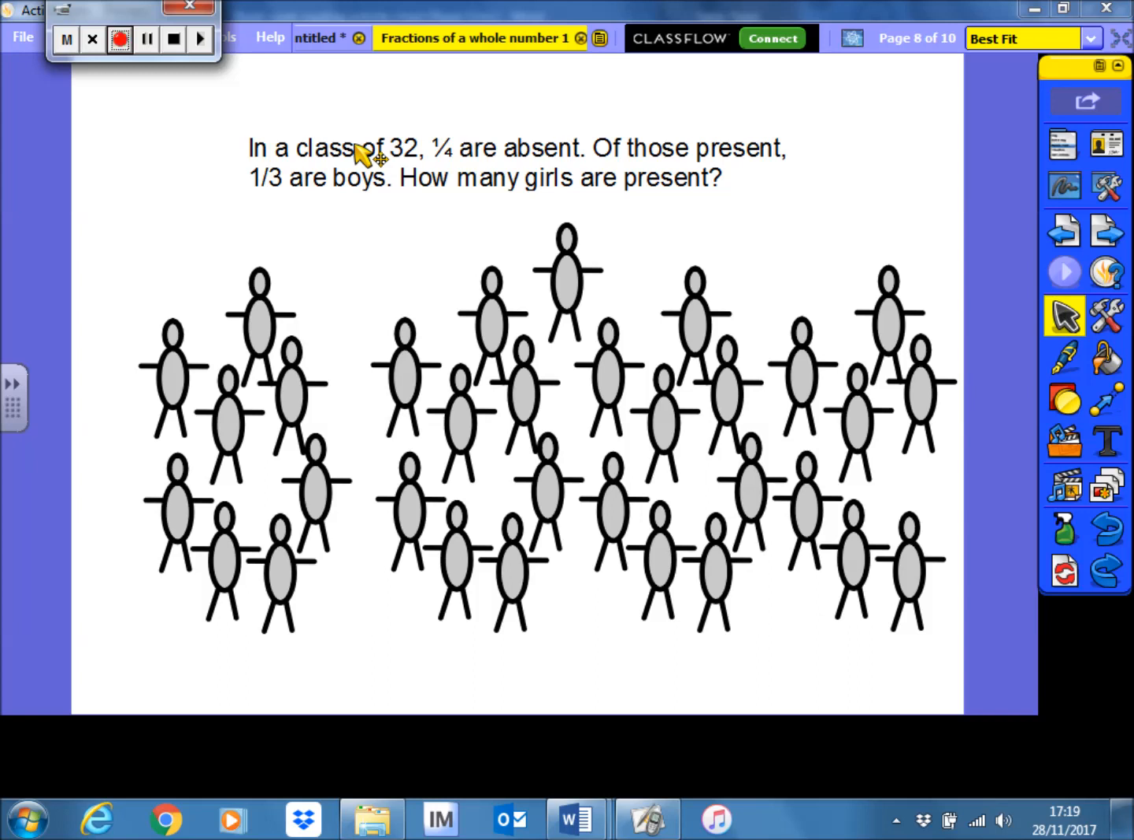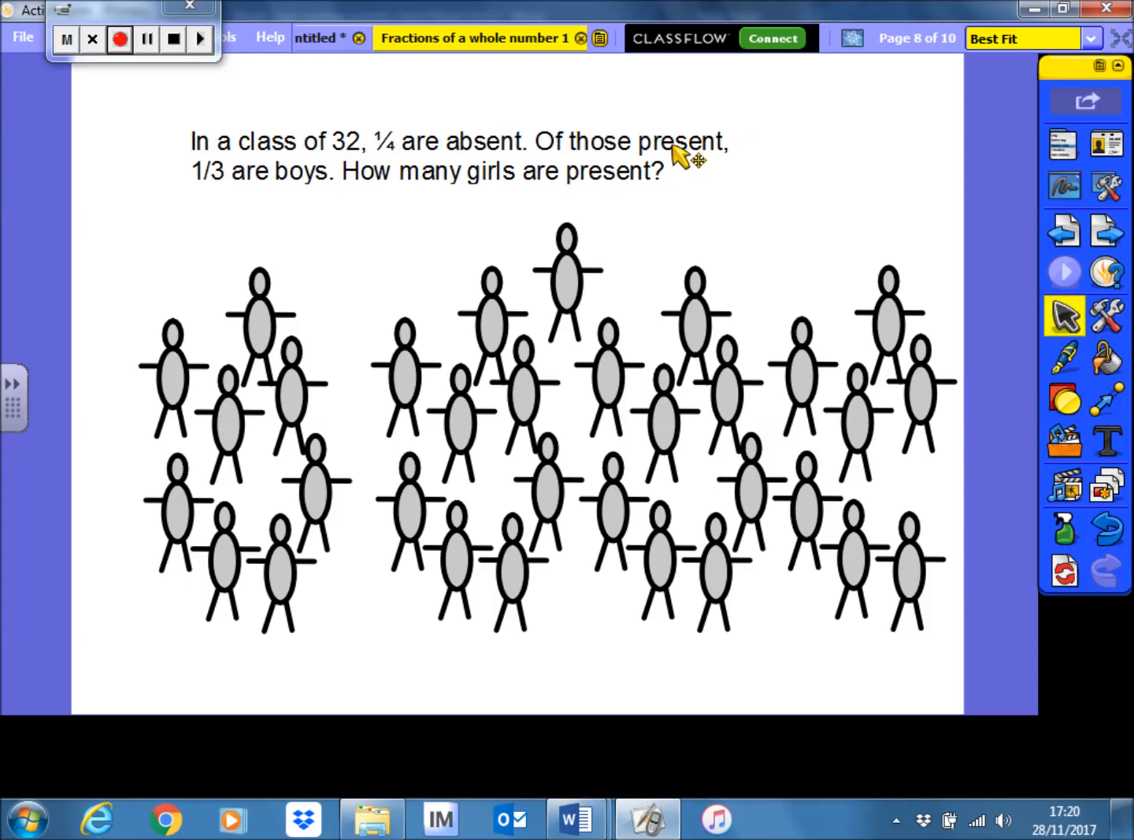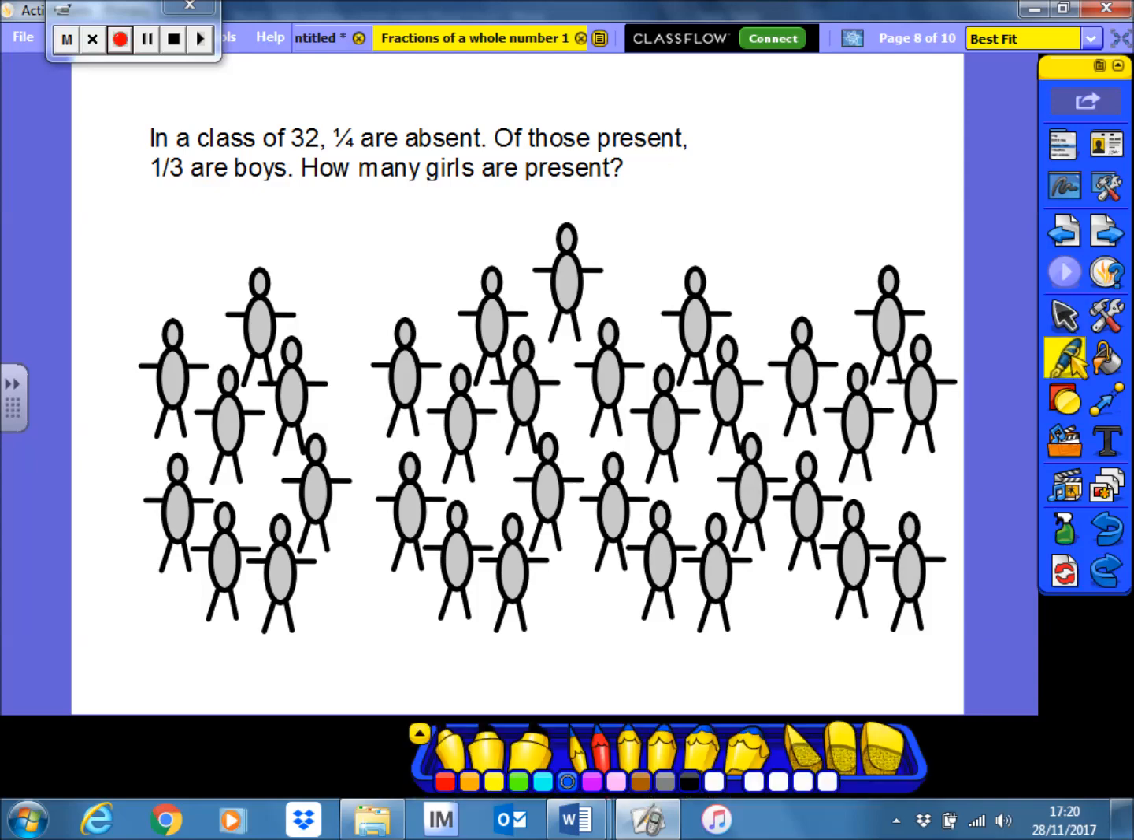So in this case, we're being told in a class of 32, got my 32 bodies here, a quarter are absent. Of those present, a third of them are boys. How many girls are present? So, let's think about this here. What information do I have? Well, I have, first of all, that there's 32 kids and a quarter of them are off today. A quarter of them are absent.